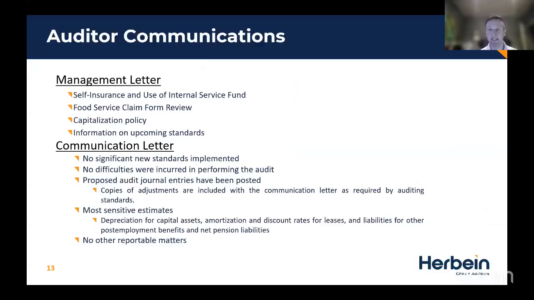Within the capitalization policy, that's just a recommendation to increase from $5,000 to $10,000 to align with the new federal funding program thresholds. And then we also had some information within that letter on some upcoming standards. The most significant is going to be impacting the district for the 24-25 fiscal year in relation to a new way to look at the liability calculated for compensated absences. This isn't going to have an impact on the district's day-to-day reporting as far as the general fund operations, but will impact the financial statements when you're looking at the full accrual government-wide statements. And most likely it's going to be an increase to the liability that's reported there.